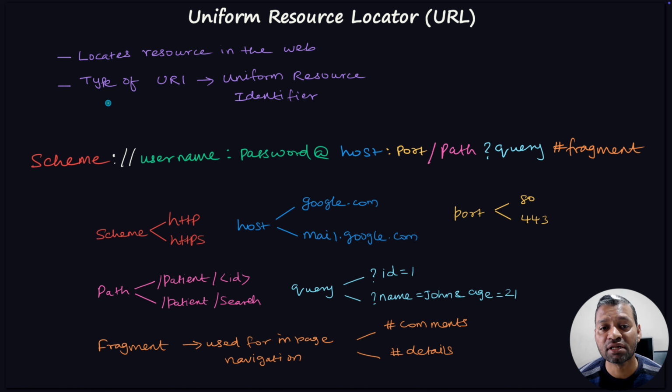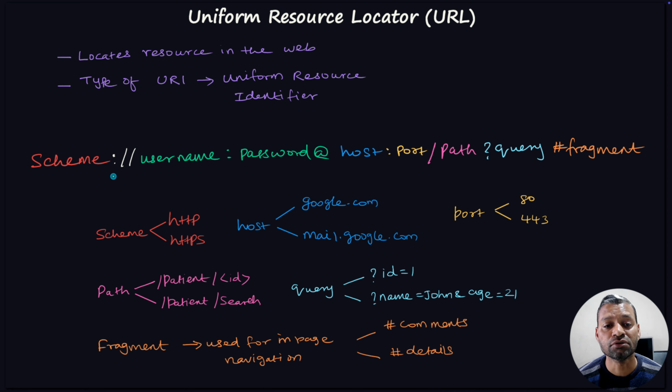Okay, so this URL is a type of URI. What is URI? URI is Uniform Resource Identifier. This Uniform Resource Identifier helps us to identify something uniquely. For example, if you want to identify a computer connected to the internet, then you can use its public IP address. So public IP address is one example of a Uniform Resource Identifier. And this URL is basically a type of Uniform Resource Identifier. Basically, we'll be using URL to identify a resource in the web uniquely.